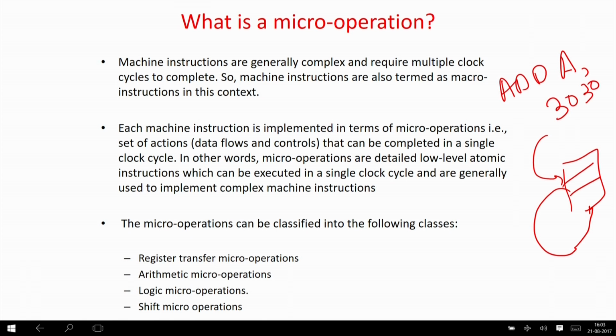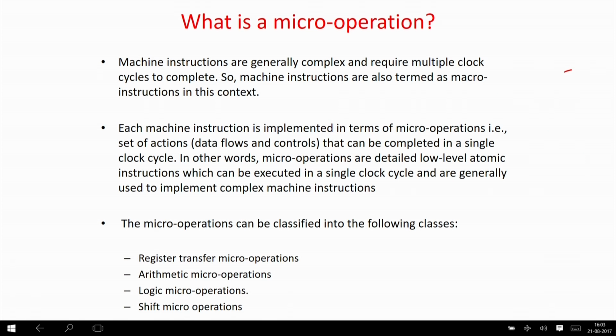So, basically we divide it into a granular level, which is called the micro instruction, and each micro instruction can execute in a single time unit. Taking multiple micro instructions, you go for a macro instruction. That is what is told in the second point: each machine instruction is implemented in terms of micro instructions, data flows and controls that can be executed in a single clock pulse.